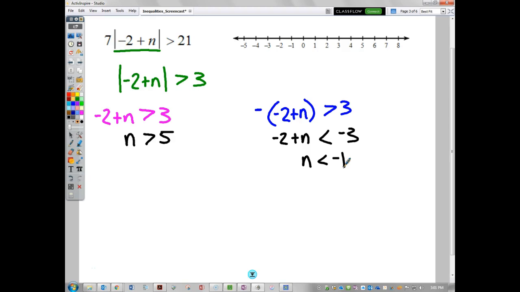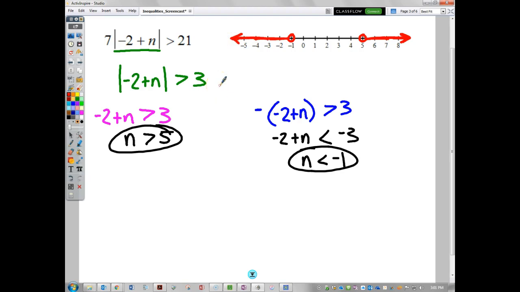So let's plot these right here. If n must be greater than 5, let's go to 5. We're going to use an open circle this time because it's not equal to. And n must be greater than means you shade to the greater numbers, which is to the right. And for n is less than negative 1, go to negative 1. Again, an open circle for the same reason. If n must be less than, you'll shade to the lesser numbers, which go to the left.